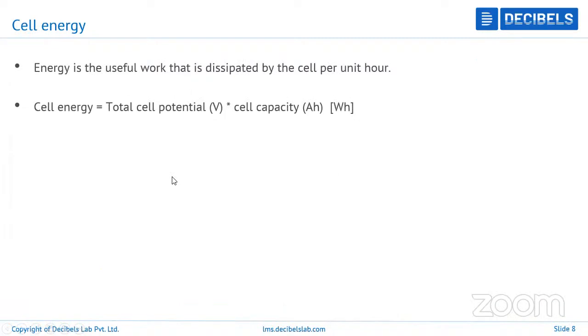So cell energy. We have found the total cell potential to be 1.061 volts, and multiplied by the cell capacity, which we just found to be 1.494 amp hours. If you multiply this, you'll get your total answer in watt hours. If you do the math, you would get 1.58.